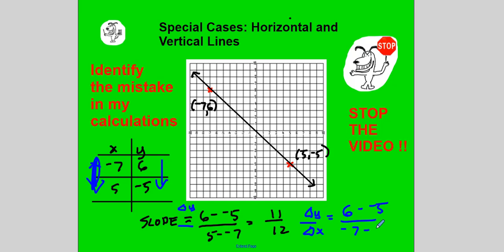-7 minus 5. Well, that's a double negative. 6 plus 5 is 11. -7 minus 5 is -12. So the correct answer is -11/12, not 11/12. And you should see this line is falling from left to right. You could just visually inspect this since I gave you the line here, though you're not always going to be able to do that. You should see that that is the wrong answer.